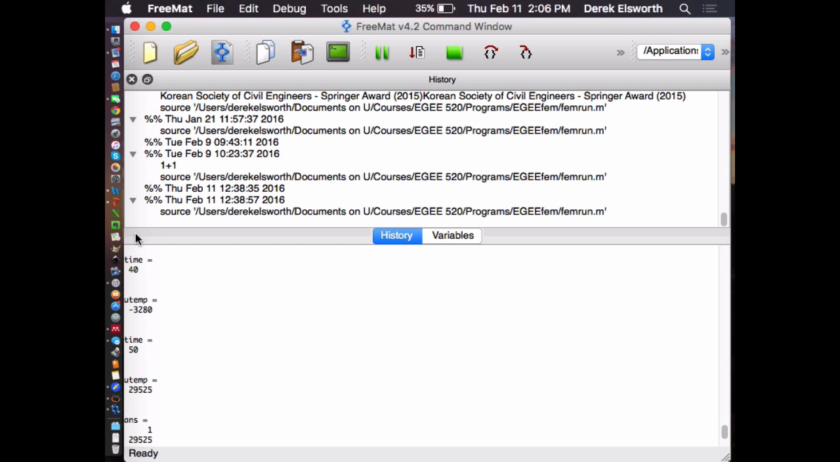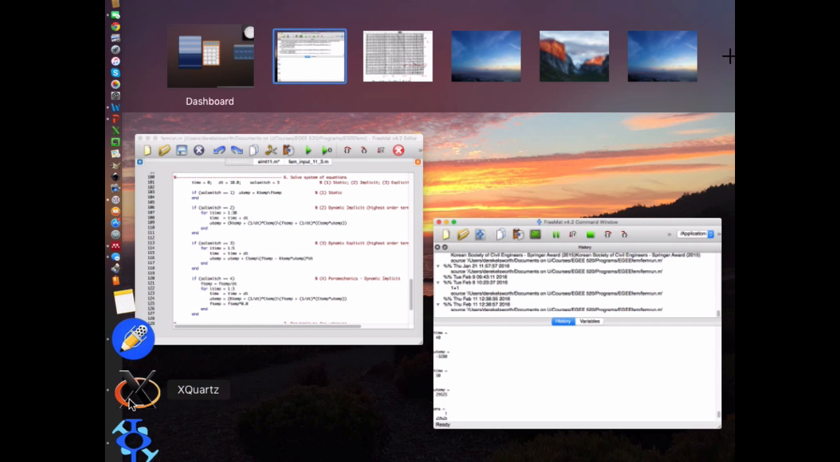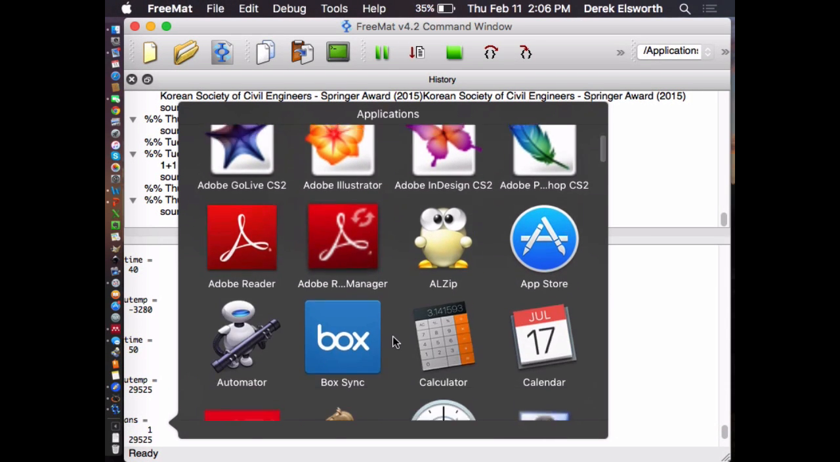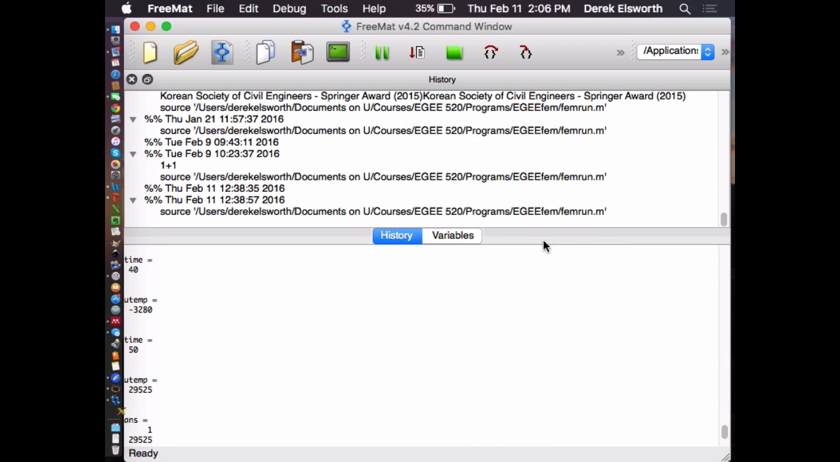So let's see. We got a little bit of time, so why not? Let's see if we can pull up Comsol, just because we can. I'm curious to see if it runs in this. It's very big on the screen, isn't it? I'm curious to see how it works out.